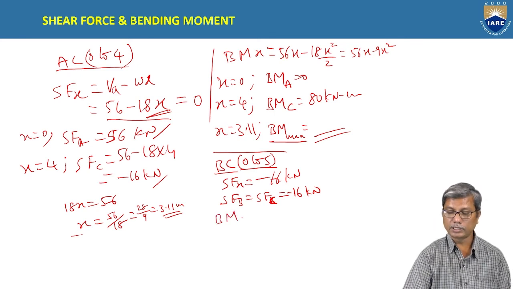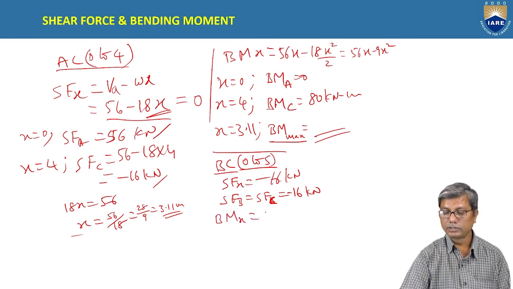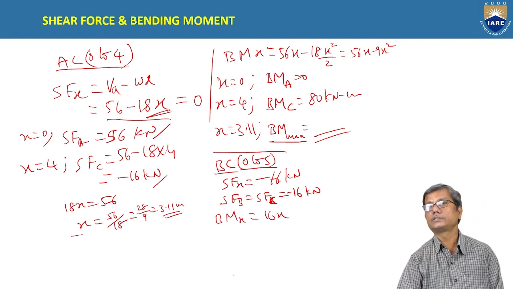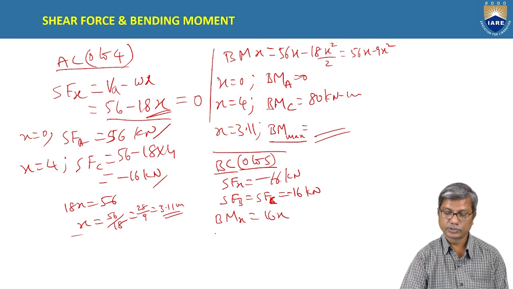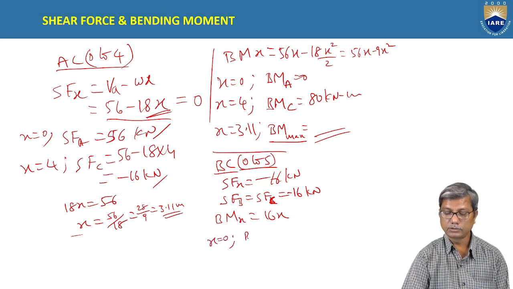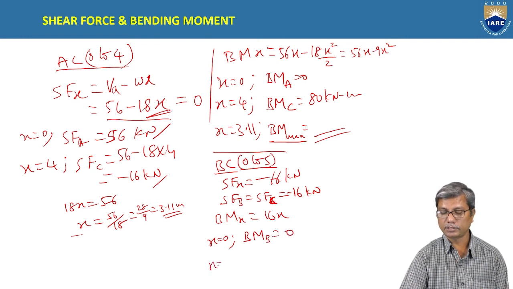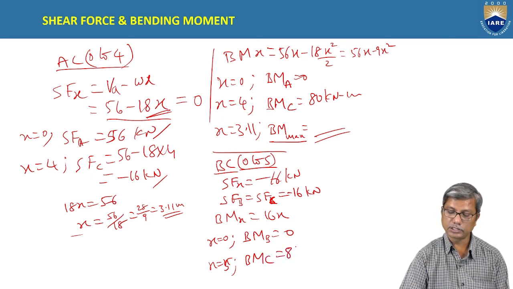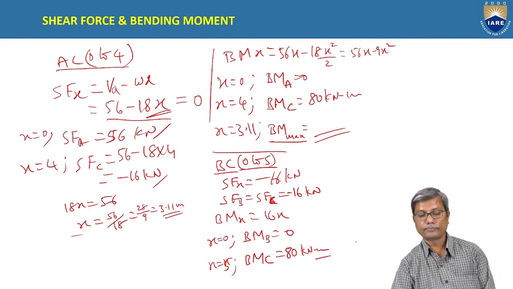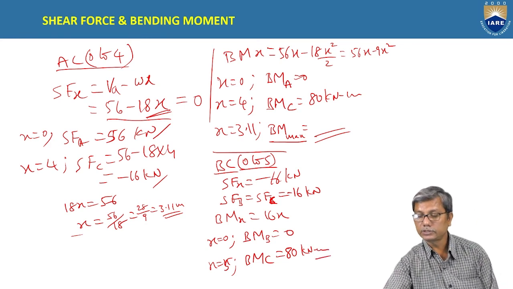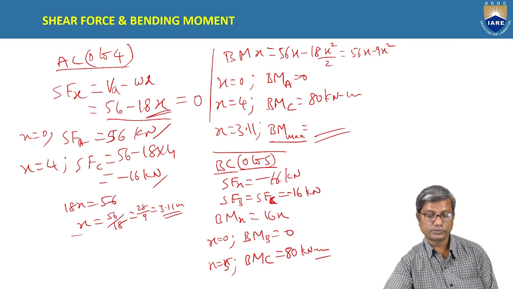And what is the bending moment at x? It is 16x. And when x is 0, bending moment at B will be 0. And when x equal to 5, bending moment at C will be 16 into 5. That is 80 kilonewton meter. Okay. Yeah, for these values, we can draw the bending moment and shear force diagrams.